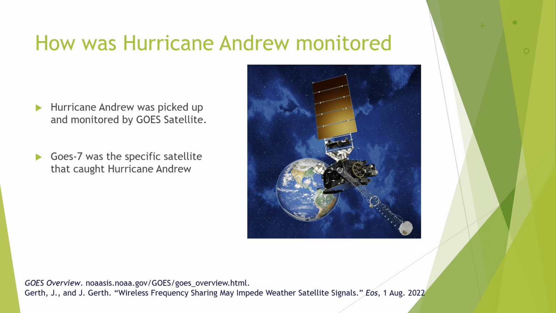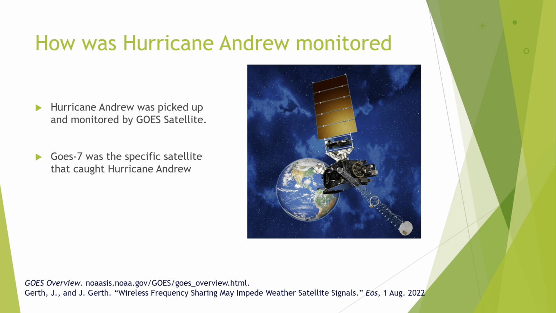Hurricane Andrew was picked up and monitored by the GOES satellite. You're probably wondering what in the world GOES stands for. Well, it stands for Geostationary Operational Environmental Satellites. The National Weather Service uses this satellite to monitor weather and forecast. Also, many scientists use the data from this satellite to better understand land, the atmosphere, the ocean, and climate dynamics. The GOES satellites orbit the Earth at around the same speed as Earth's rotation, so they can pick up what they need.